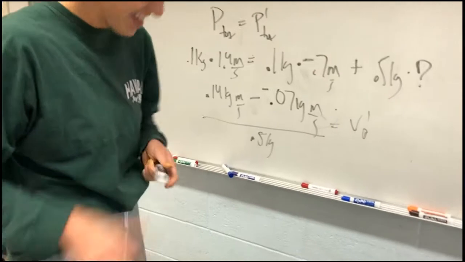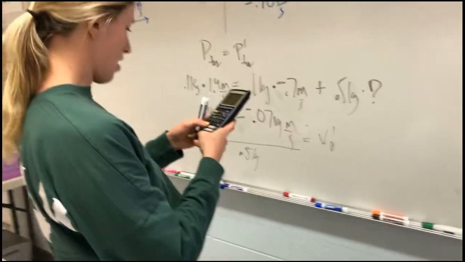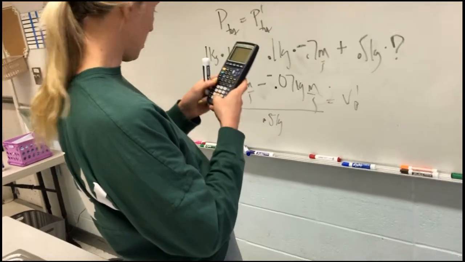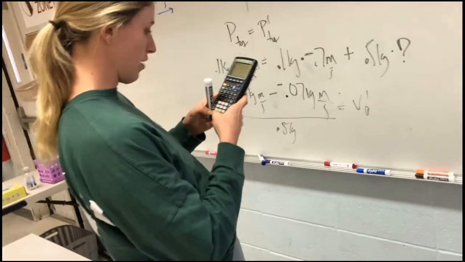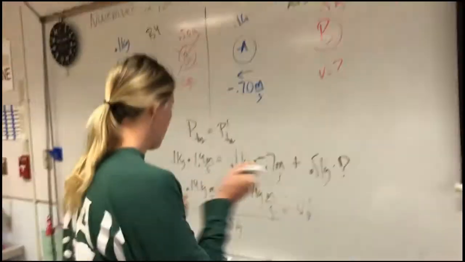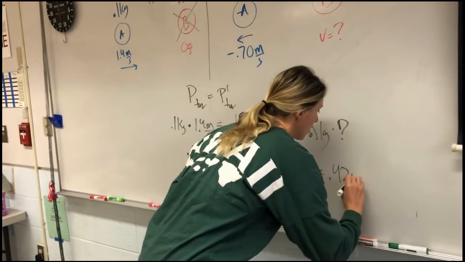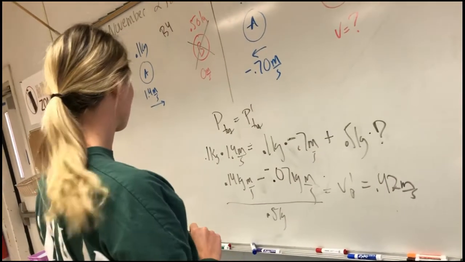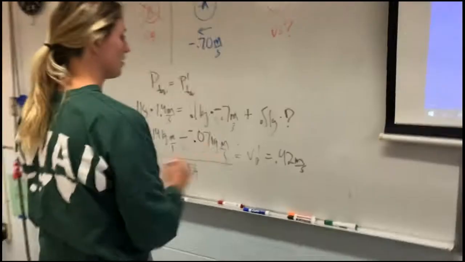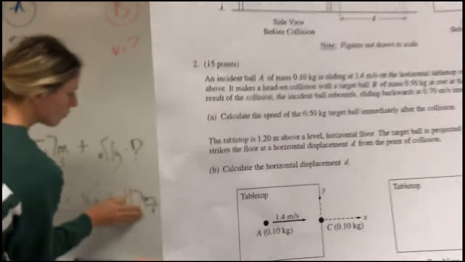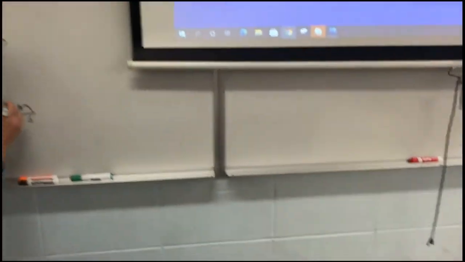All right, let's plug it in. Top part, 0.21 divided by 0.5, and we get 0.42. So it's going 0.42 meters per second, and that makes sense. 14 plus 7 is 21. We did that right. That's the answer to A, just a really ugly number.